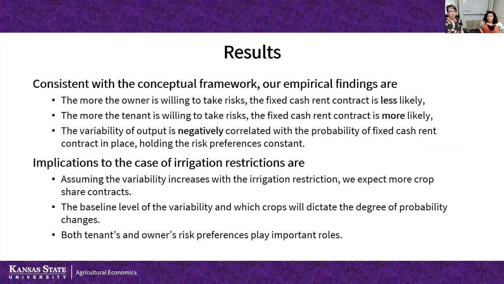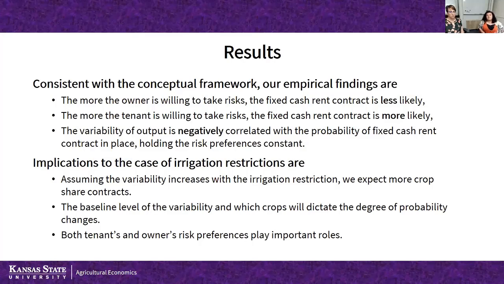So this gets us to our results, again, just to think about those stylized facts and our expectations. We did find that our empirical findings were consistent with those facts: the more the owner was willing to take risk, the less likely fixed cash rent was. The more the tenant was willing to take risk, the more likely fixed cash rent was, and then that variability of output was negatively correlated.